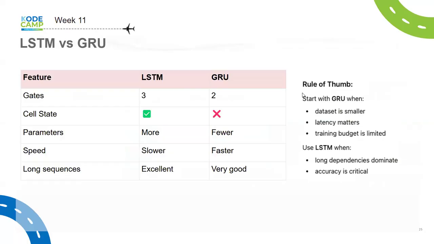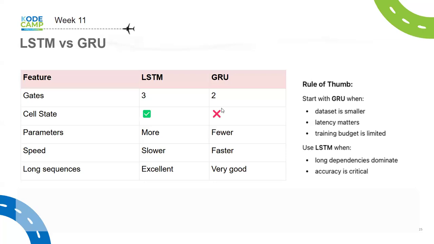If you are training your model, typically, I think you just start with a GRU, right? Especially if your dataset is smaller, if latency matters, if training budget is limited. But one thing is, though GRU is simplified, it is still not as good as LSTM on very, very long sequences. So there are still places where LSTM is much better, but you can use GRU for most sequence problems that you have.